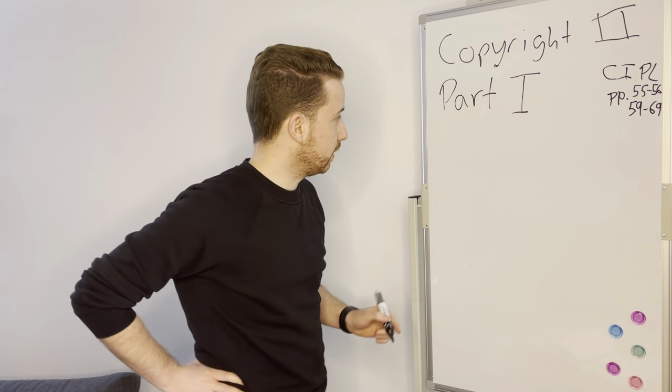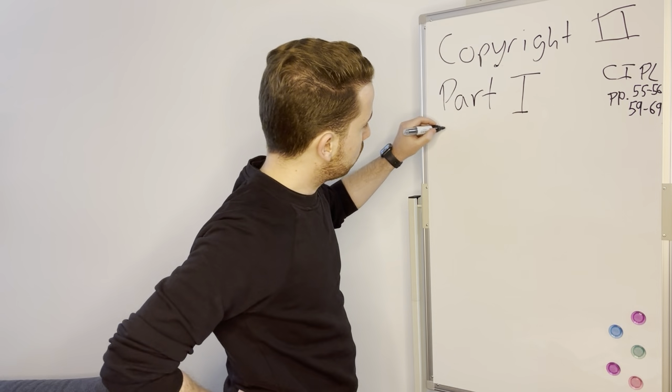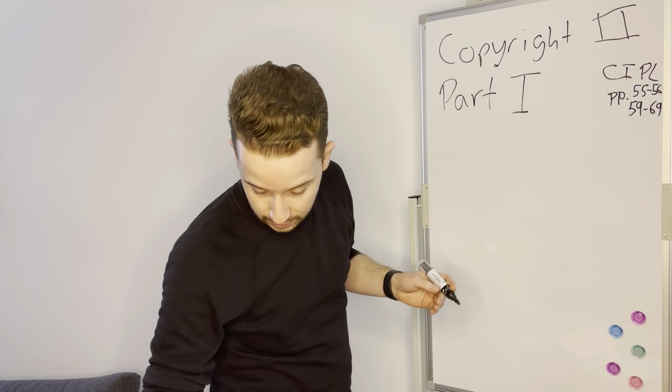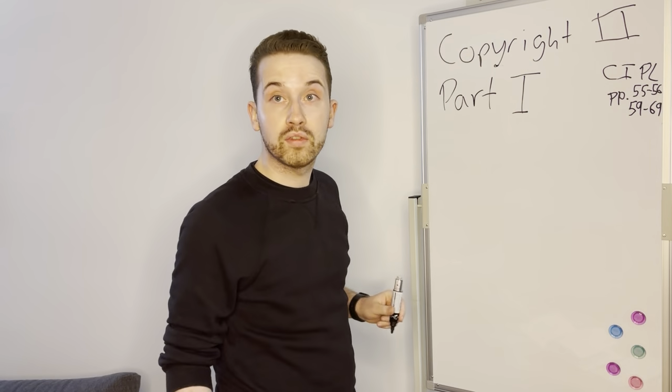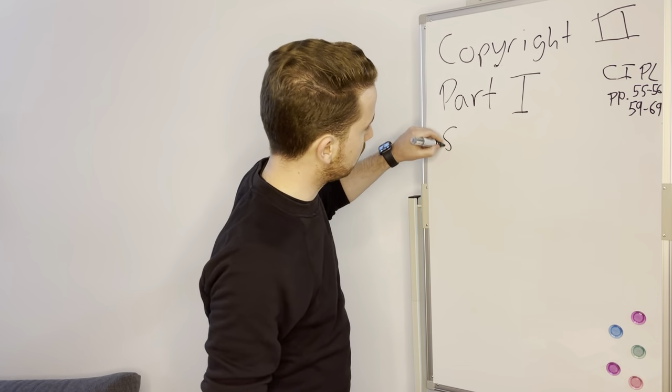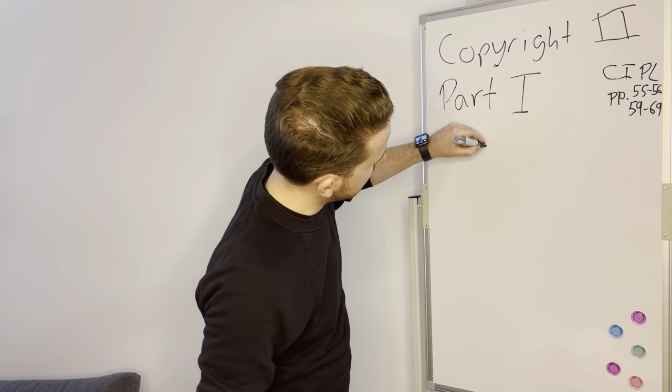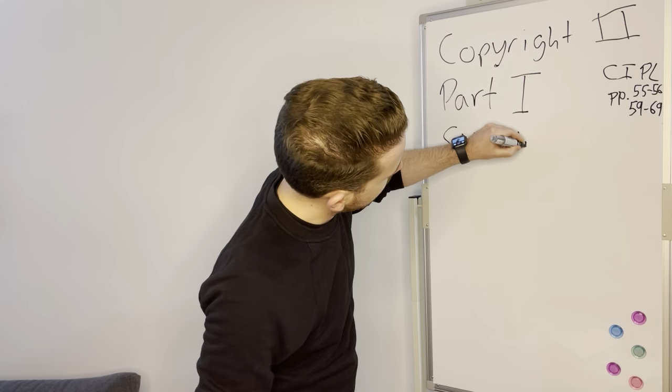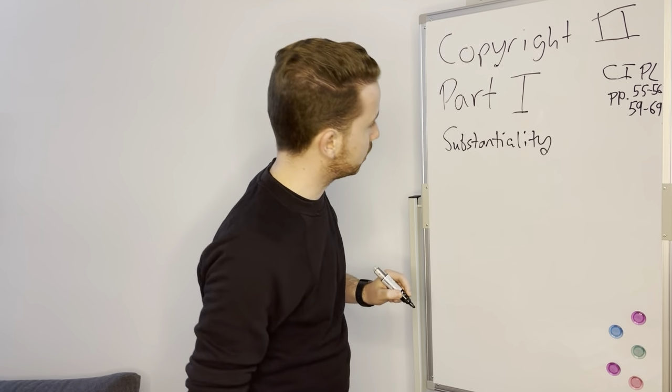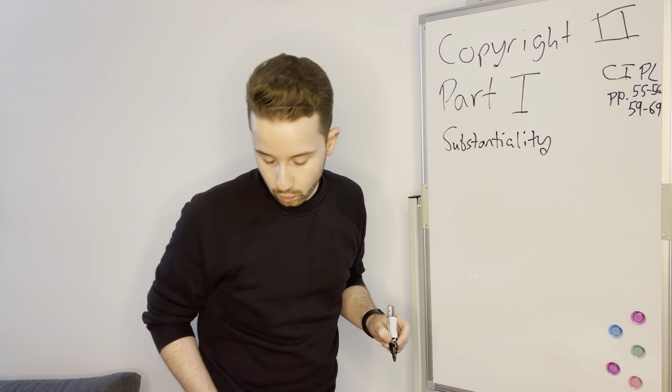So what do we have in this section? First, we have a preliminary issue, which is discussed at pages 55 and 56, which is substantiality. And then the rest of the section deals with the rights of copyright holders.